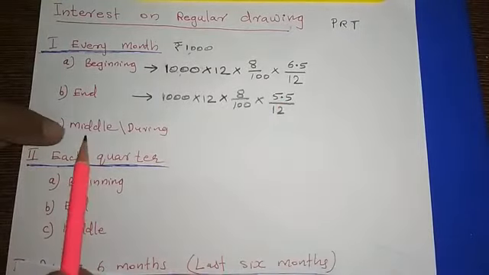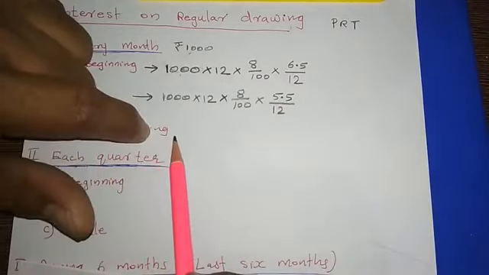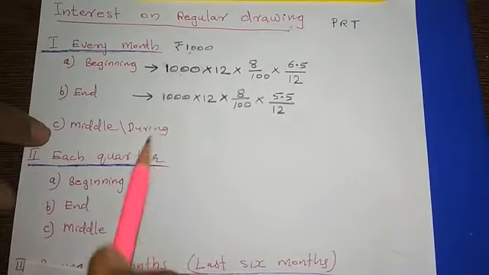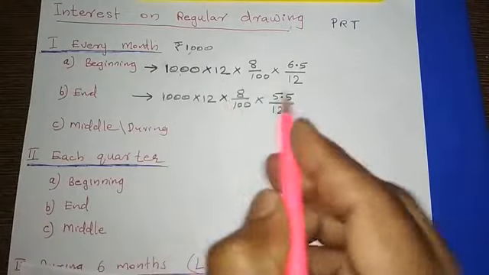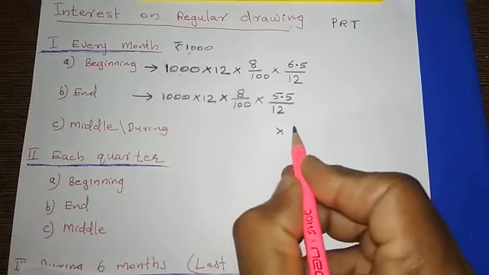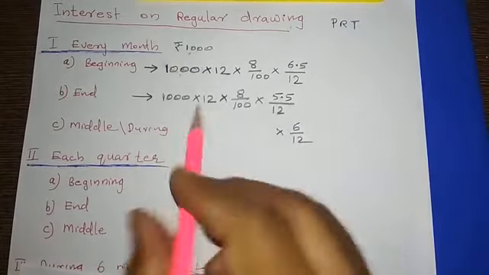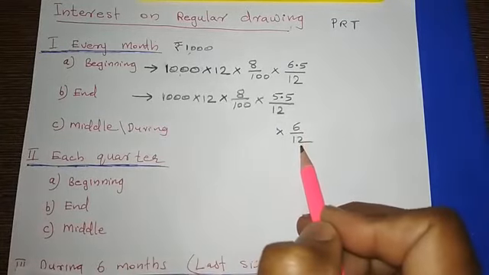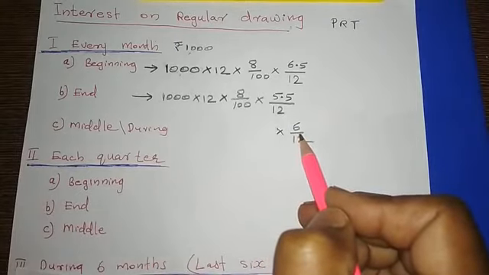Now, if a drawing is made in the middle of every month or during the month, meaning a particular date is not given, not the beginning and not the end, then the calculation will be only this portion changing. Other things are the same. So I am writing only this portion: when we calculate, the average month will be 6 by 12. 1000 into 12, this one, 8 upon 100 into 6 by 12. How 6 is coming, that only we need to think.